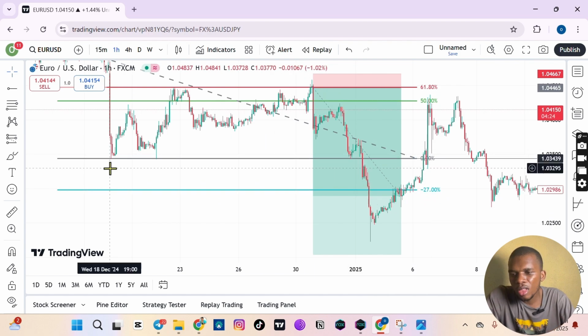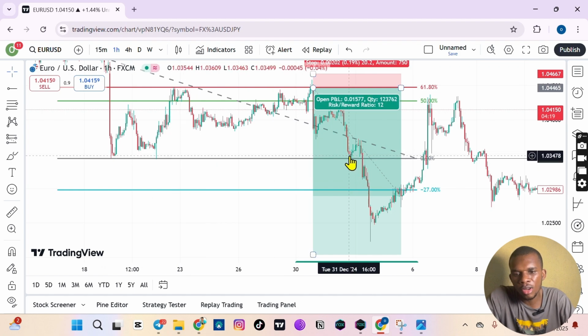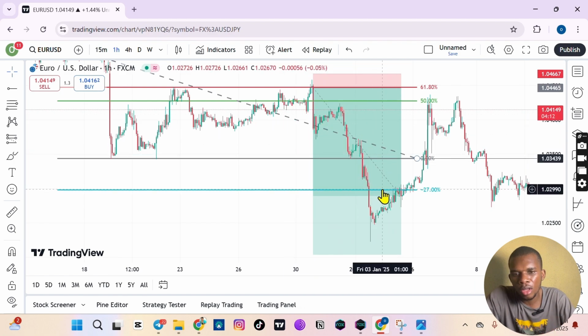Okay, so all you need to do, take out half of your trade. 50% retracement, take out half of your trade. As you can see, the market wanted to reverse, so obviously take out half of your trade, set break even, then your second take profit should be here. It's as simple as that.